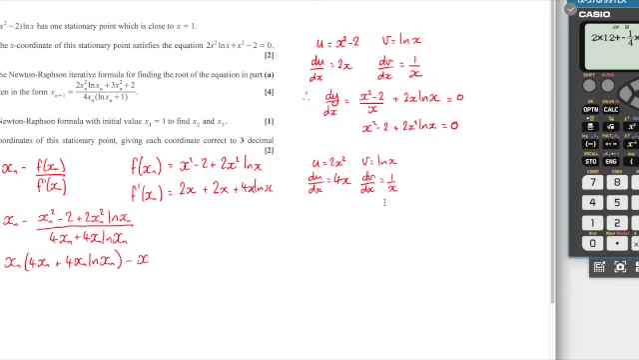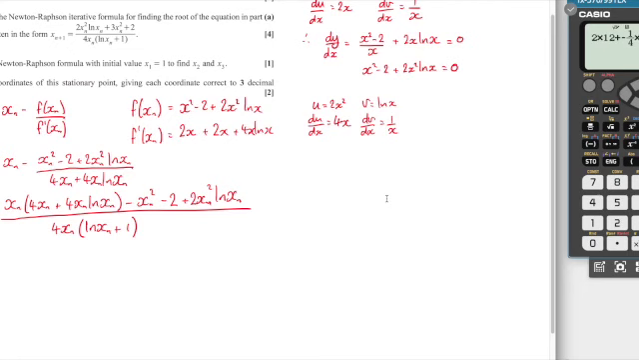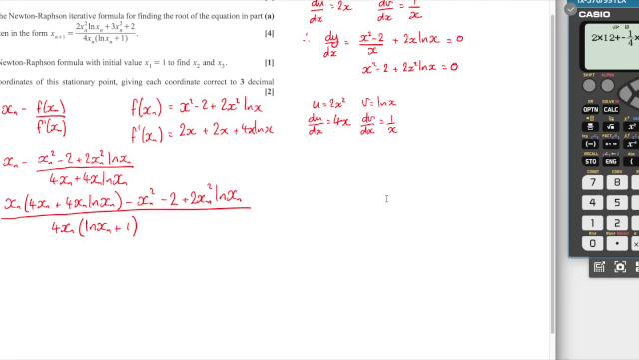minus xn squared minus 2 plus 2xn squared ln xn, all over 4xn. I can factorise that, which is what it wants in the question. And then I've got ln xn plus 1. So the bottom is good. Let's just play about with this. So we're going to expand that. So I'm going to have 4xn squared take away another xn squared. So that's going to be 3xn squared.